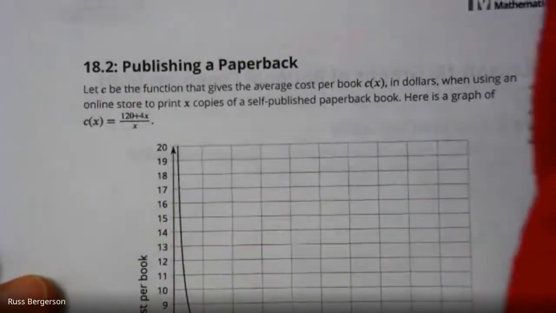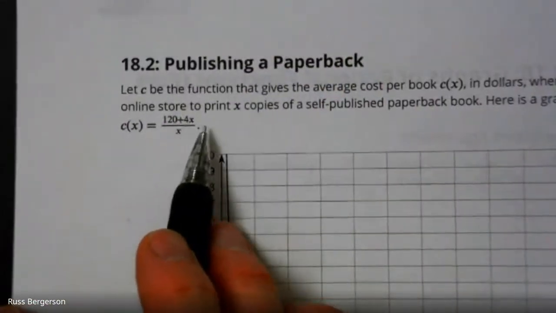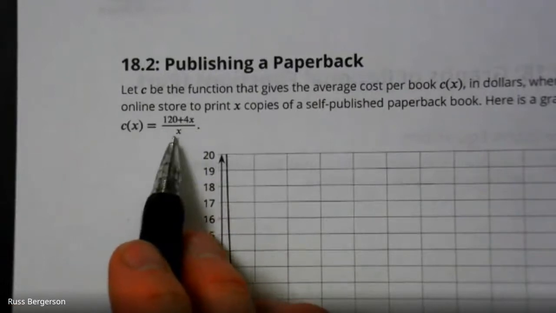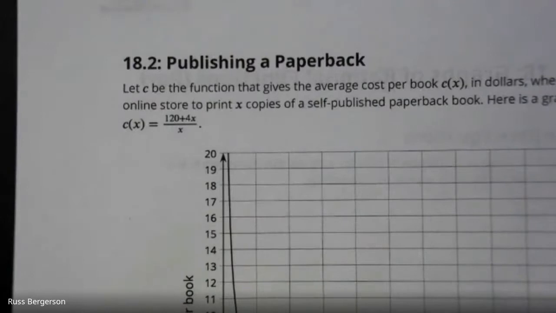So this is the function. I'll make it a little bit bigger so you can see it. 120 plus 4x all over x. That is telling you what the cost per book is going to be based on how many books you're going to print.